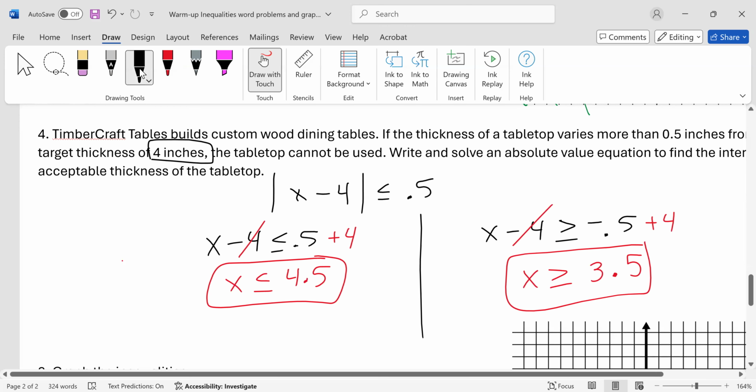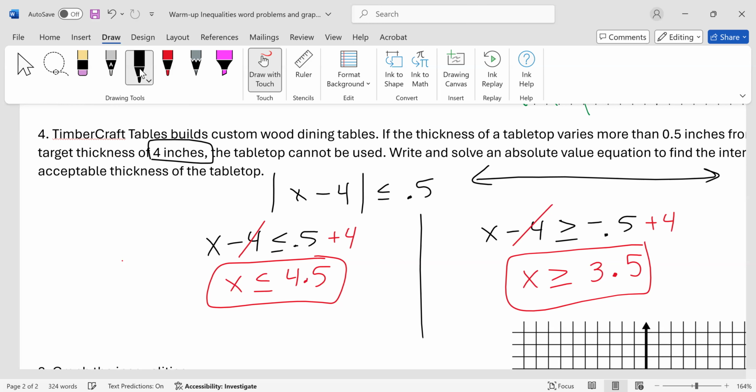This is what you should have gotten. If I do a number line, 4.5 is right here. 3.5 is right here. Okay. So we're going to be between these two things. You have to be greater than 3.5, but less than 4.5. That's what your graph would look like, your number line. How would you write it in interval form?